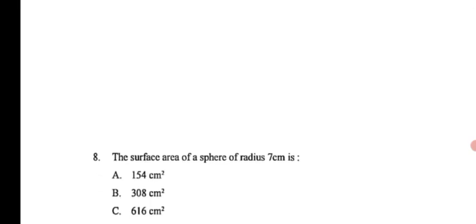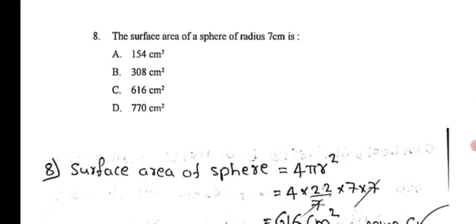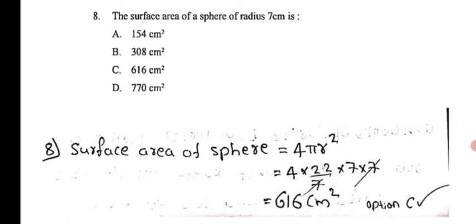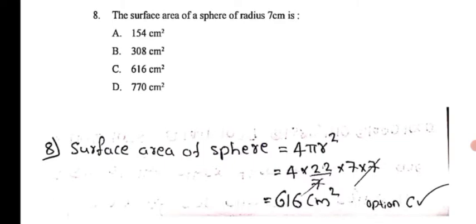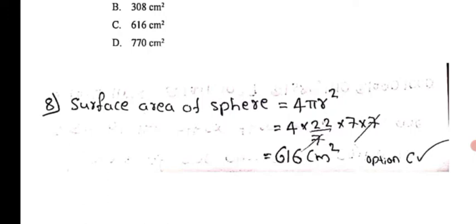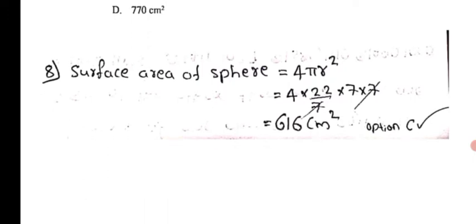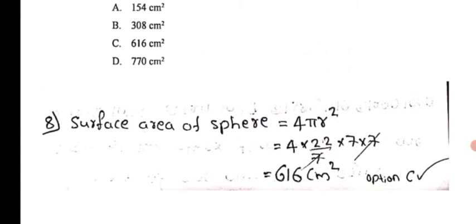Next, 8th question. The surface area of a sphere of radius 7 centimeter is. So 4 options are given. You have to know the formula of surface area of sphere, which is 4 pi r square. On substituting, you will get 616 centimeter square. So option C, 616 centimeter square is the right answer.